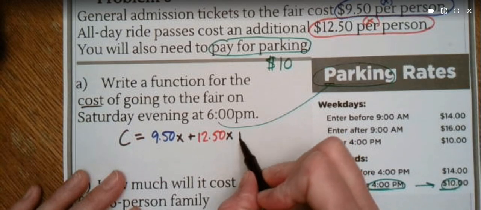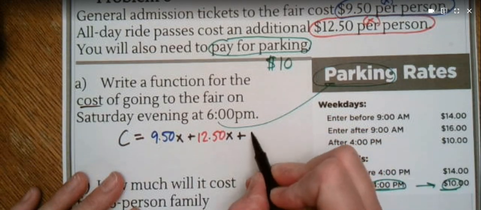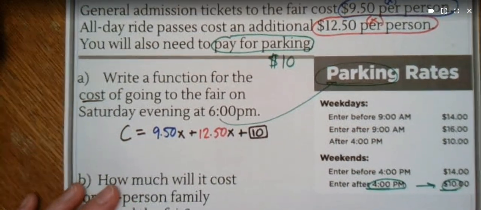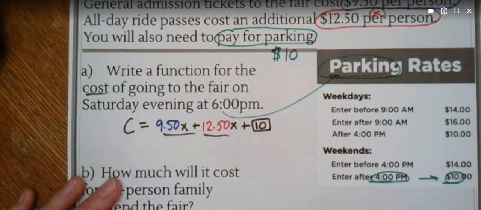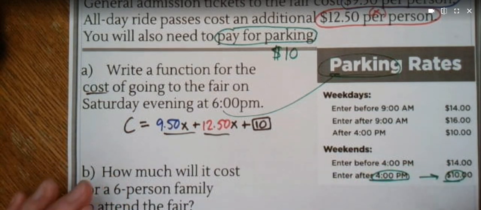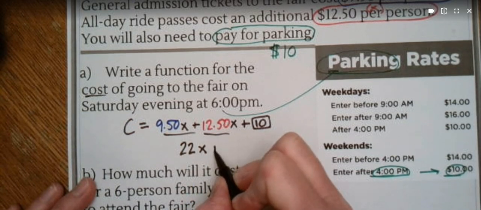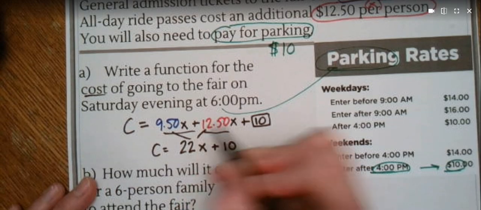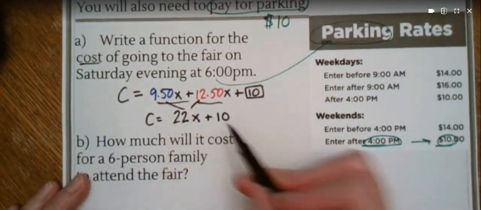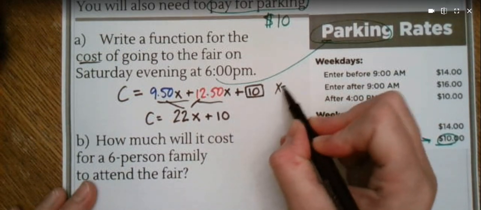All right, then I pay for parking. Now, parking doesn't change. It's always just going to be $10 for the whole car full of people. So that's that constant, right? That's that plus 10. Now, do you see here how these two could actually be combined together? They're both X's. They both are changing and they both are like terms. So I could add those two together. So if I add those two together, I'm going to end up getting 22. So really I could write this as $22 per person plus the $10 parking fee, because $9.50 plus $12.50 is 22. So this is my simplified equation. And again, X is representing the people.